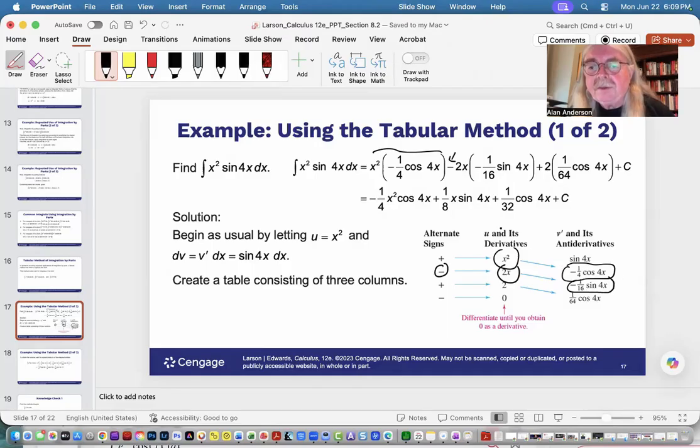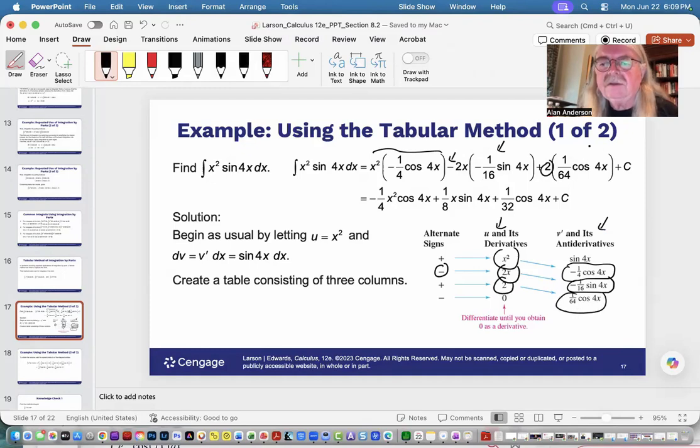Okay. So remember, in this column, you're taking derivatives as you go down. Here, you're taking integrals or antiderivatives. So the product of 2x and this one, negative 1/16 sine 4 goes here. And then here's the 2, and here's this result. And you notice we stop because this next step brings us to 0. And that's your answer right there.